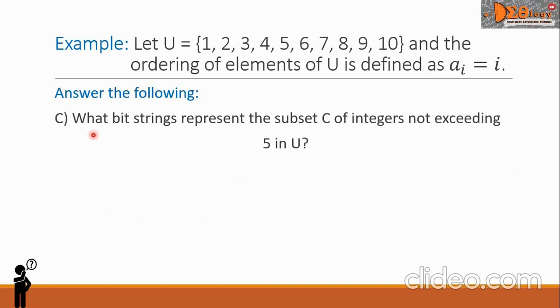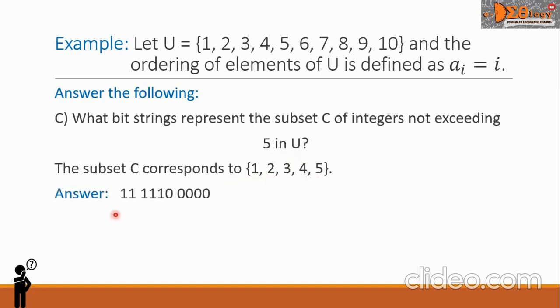Letter C. What bit strings represent the subset C of integers not exceeding 5 in U? The subset C corresponds to the set with elements 1, 2, 3, 4, and 5. So the answer is 1 1 1 1 1 0 0 0 0 0. This is the final answer.